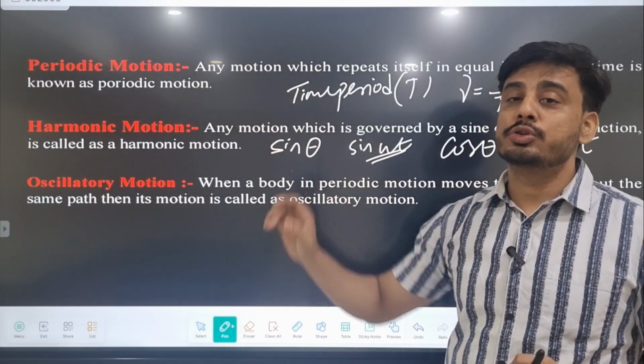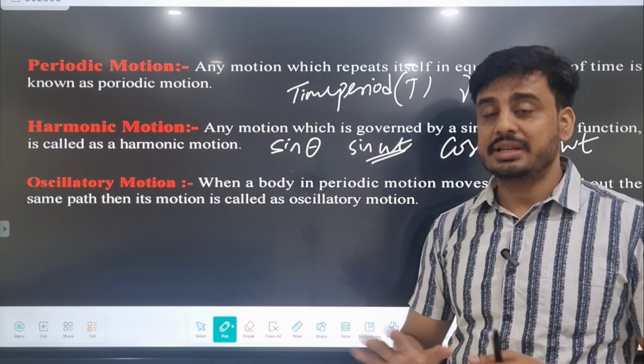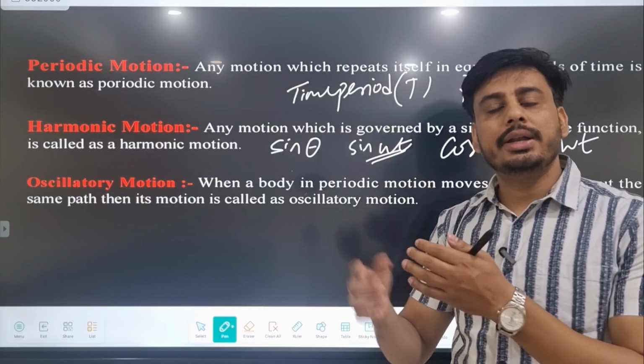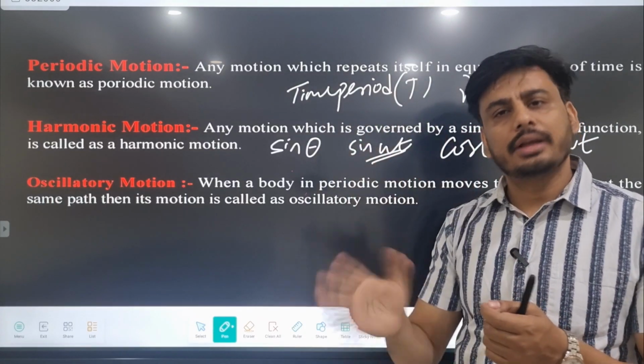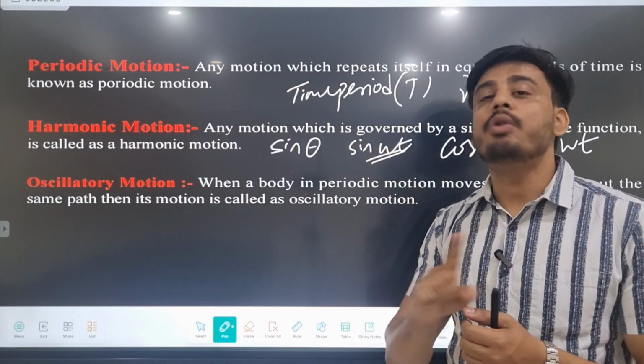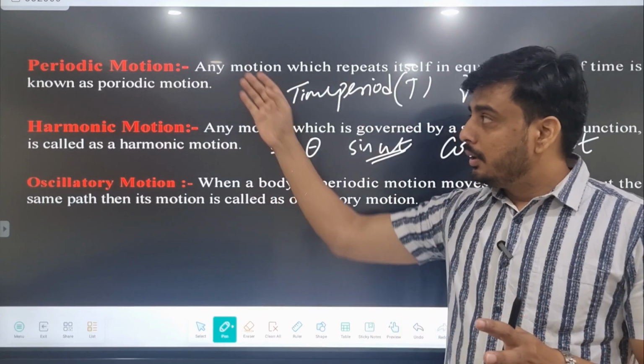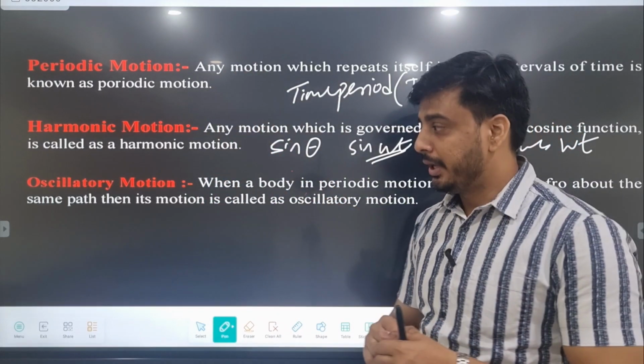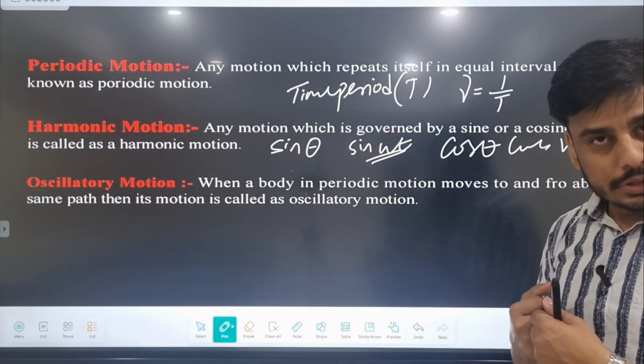But all periodic motions are not oscillatory. For example, the motion of earth around the sun. It is periodic. After 1 year, the cycle starts again. But it is not to and fro. I hope the concepts of periodic, harmonic and oscillatory motions are clear. Then we will go to simple harmonic motion.